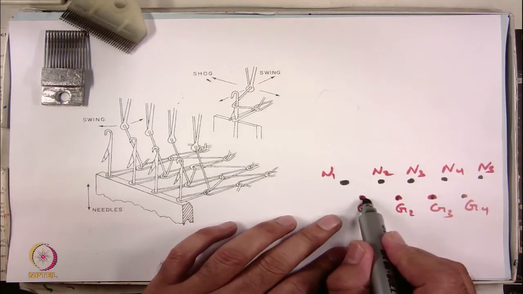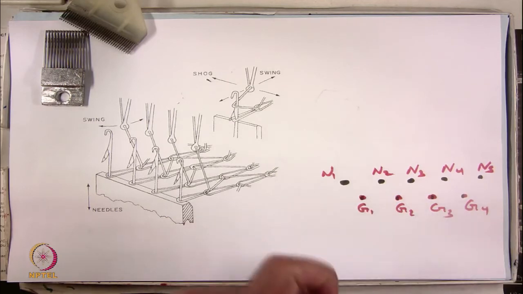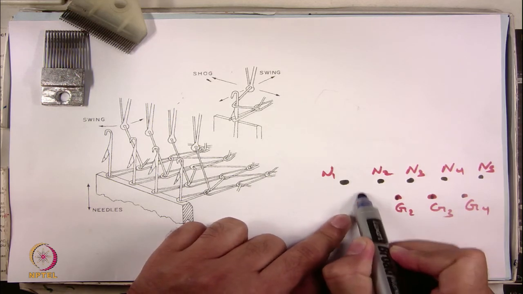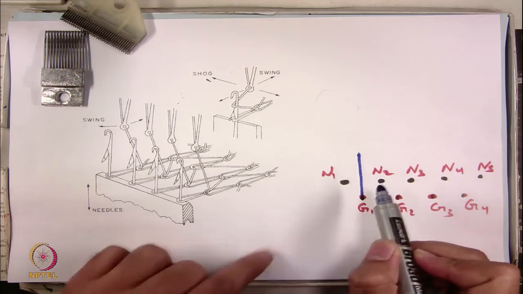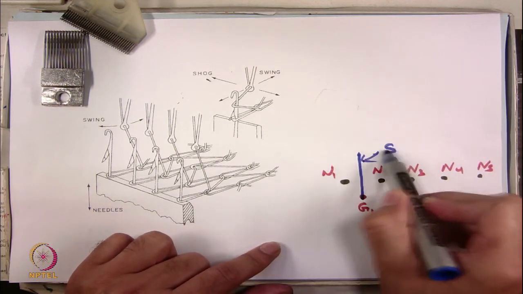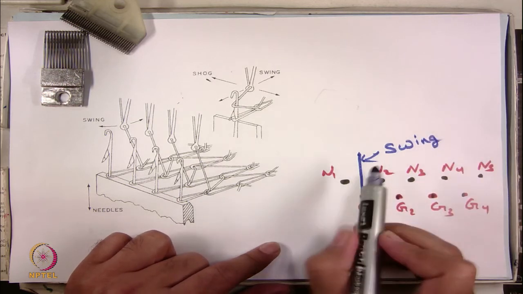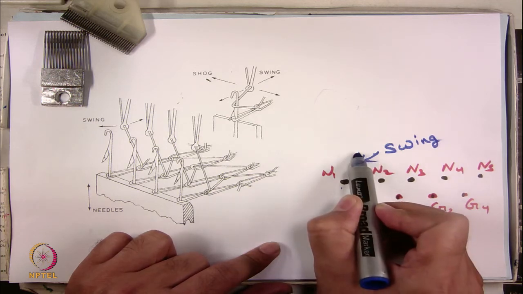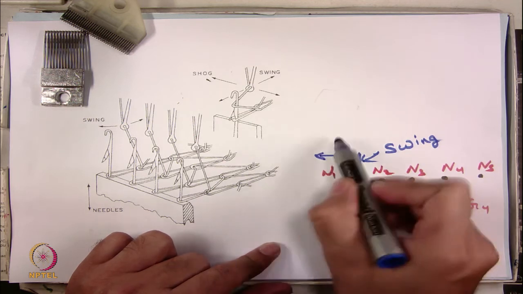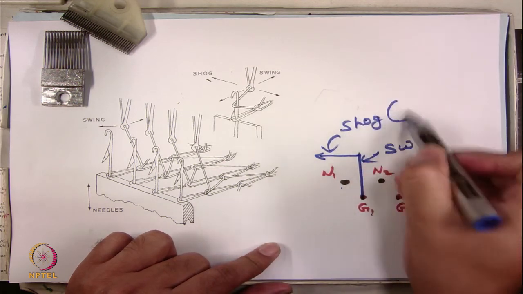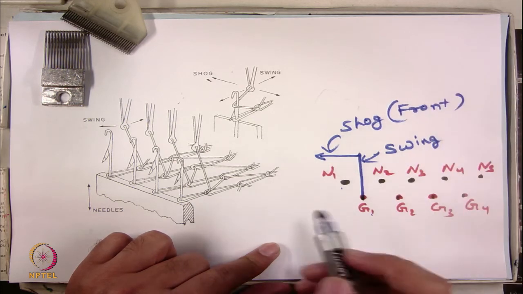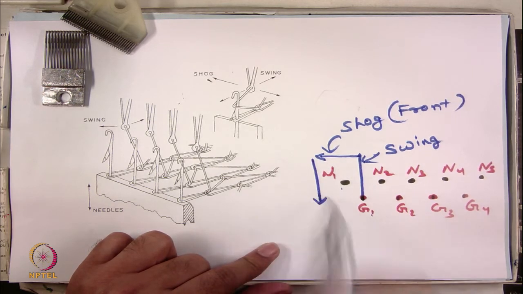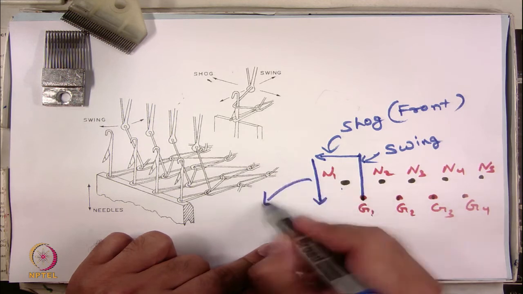If you start from here, the first thing the guide bar has to do is swing from back side to front side. Okay, this is swinging motion. After that, let us suppose this guide bar is providing yarn to this needle, so it has to then shog, this is shogging motion on the front side. Okay. After shogging, it has to again swing back so that the needle can catch the yarn. So, this is again swinging motion.